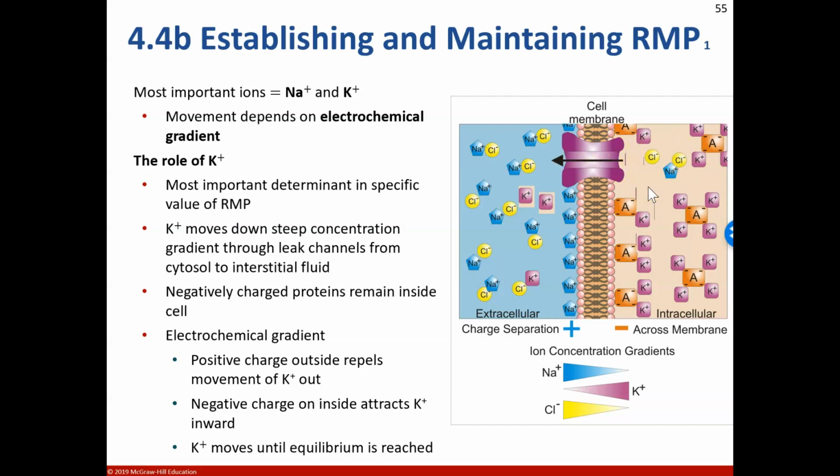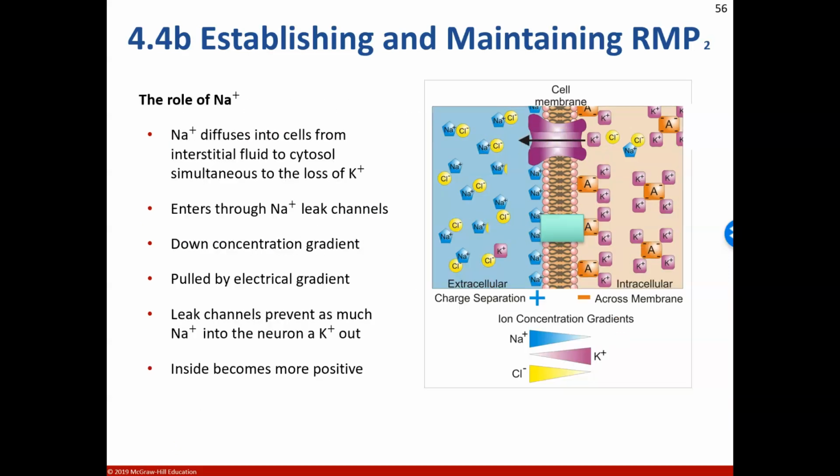The negative charge on the inside attracts the potassium ions inside. And what we'll see is that the potassium ions will move until an equilibrium is reached. So while we do have some potassium ions that will move outside of the cell, the majority of them will stay inside the cell.